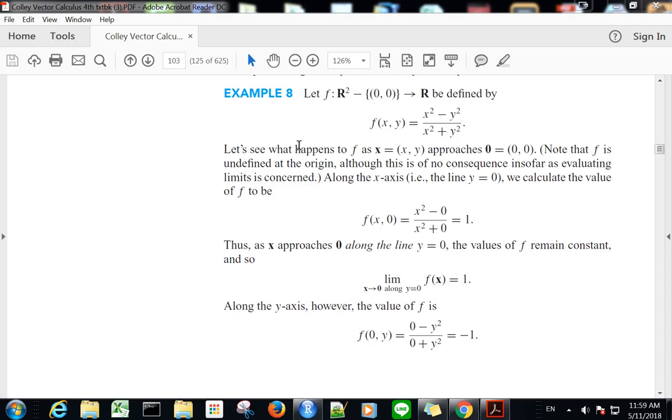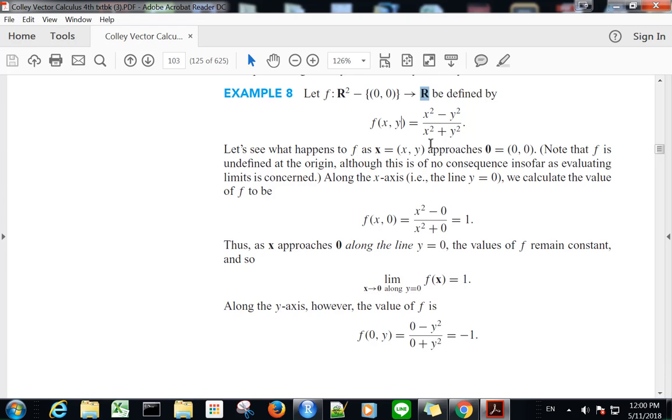So let's look at example 8. We're talking about this function. Now this function goes from where to where? Well, it has two inputs, so it goes from R2, and the output is a scalar, so it goes to R. But it doesn't go from all of R2, because we're not allowed to put 0, 0 into this function. So it's R2 minus the point 0, 0. We just have to make sure that we say that, and then this goes to R.